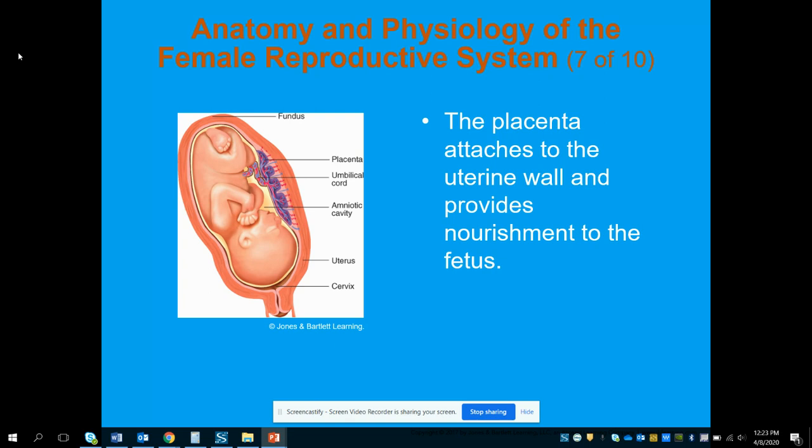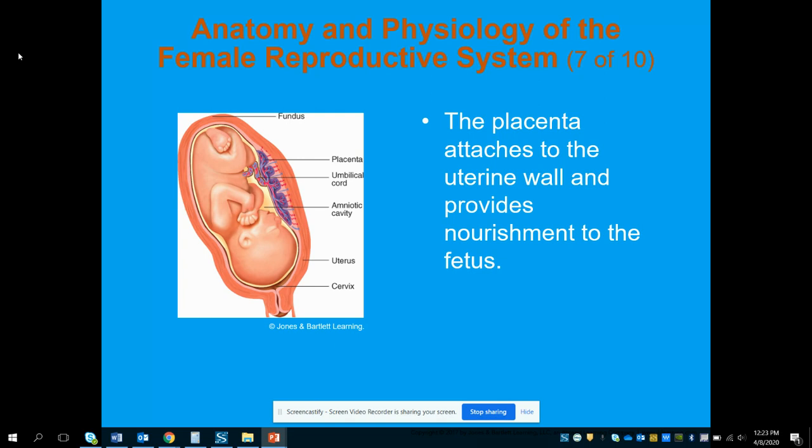And this example is showing you the placenta on the side. So again, it can happen anywhere. When it's down by the cervix is when it is most dangerous. But you see that placenta is joined to the fetus with the umbilical cord, and the baby has a little bit of room in the amniotic cavity.